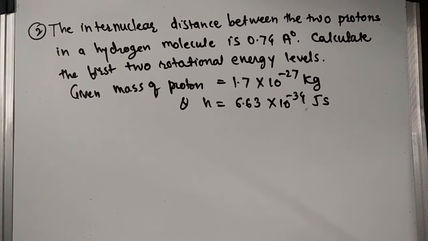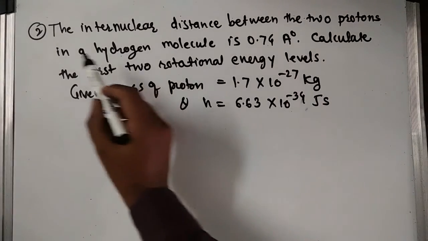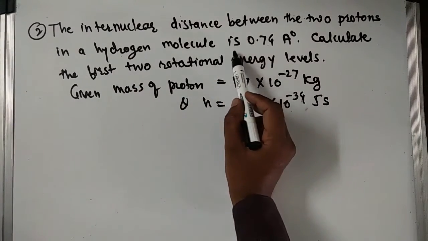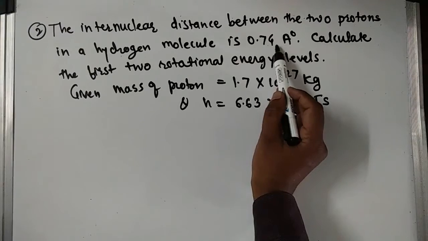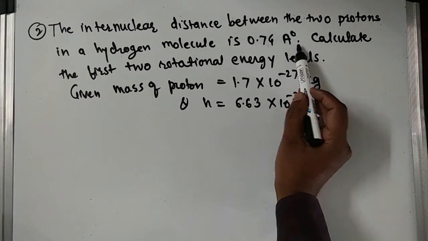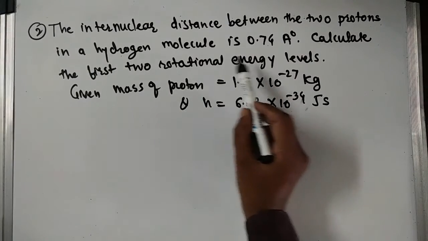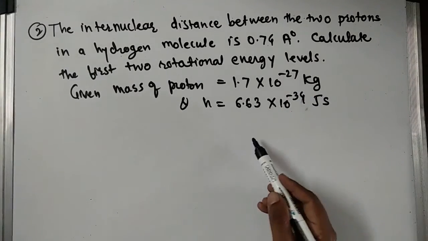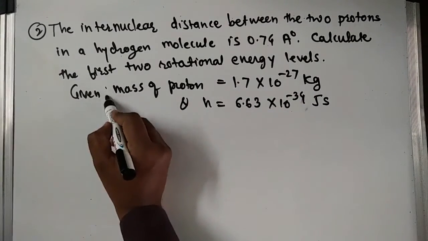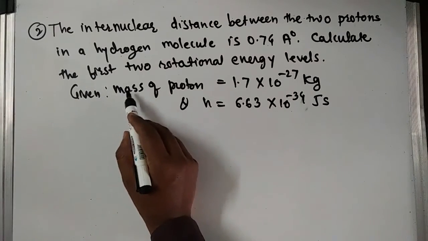Now let us study the second problem based on rotational spectrum. The internuclear distance between the two protons in a hydrogen molecule is 0.74 angstrom. Calculate the first two rotational energy levels, right? So let us first see what is given.